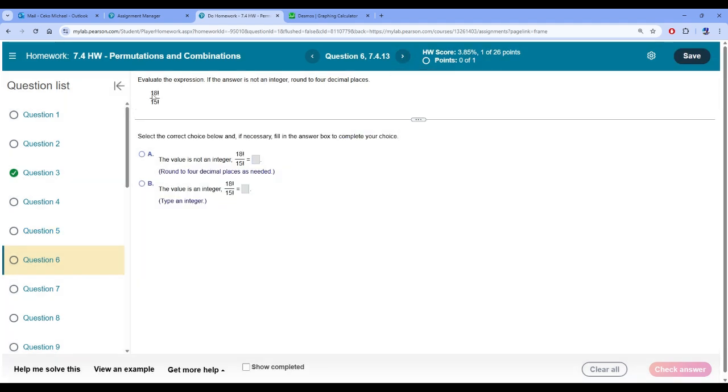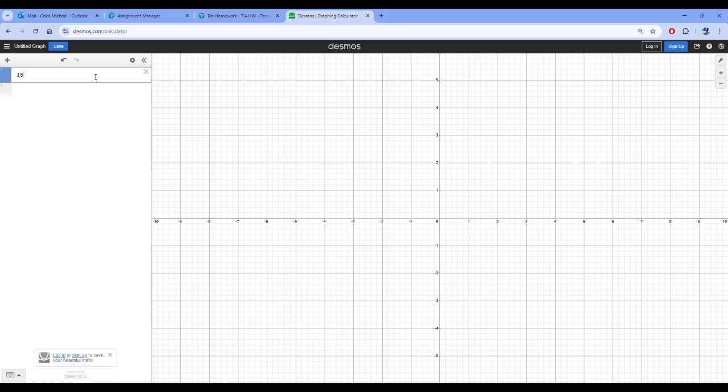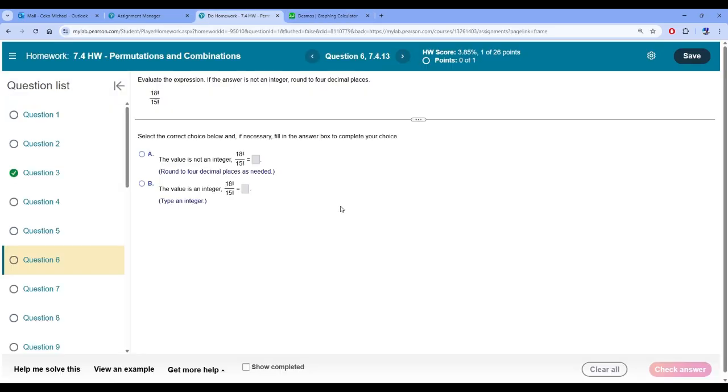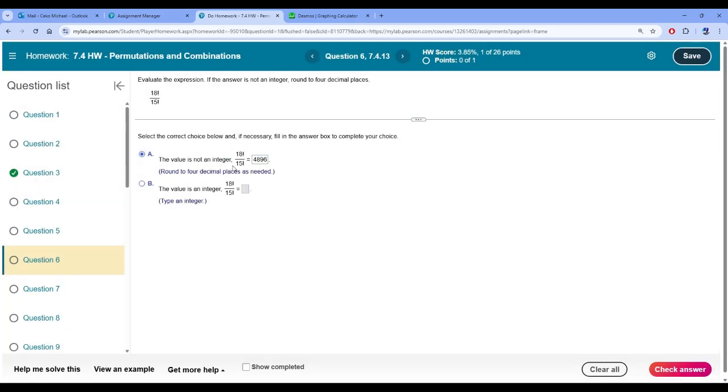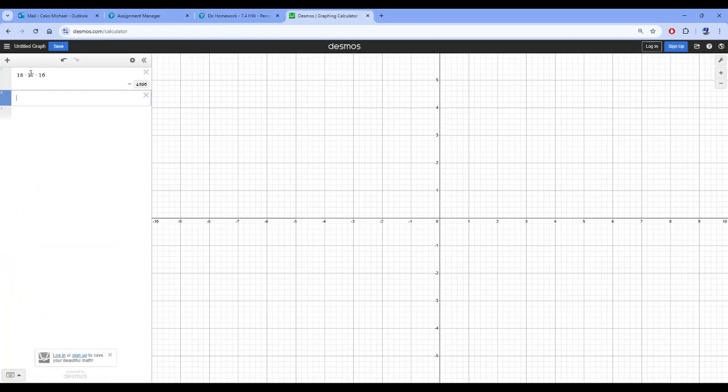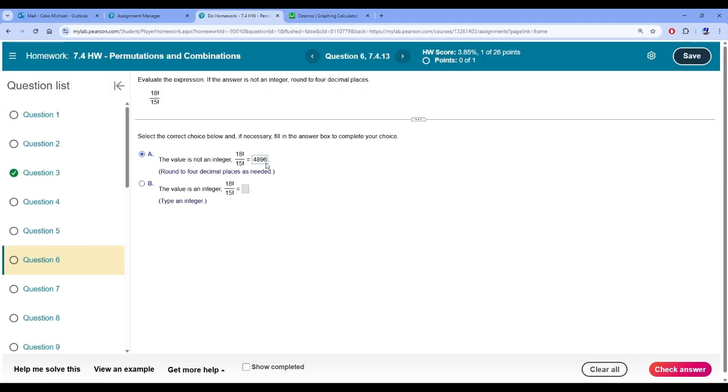18 divided by 15 factorial is going to be just 18 times 17 times 16, because 15 factorial and the rest will cancel out. I don't know what 18, 17, and 16 is. I need a calculator. What's 18 times 17 times 16? 4896. So that answer is 4896. Round to 4 decimal places as needed, but it is an integer.